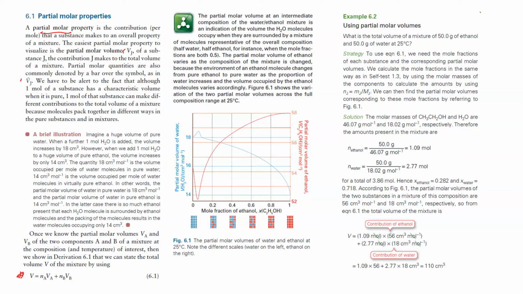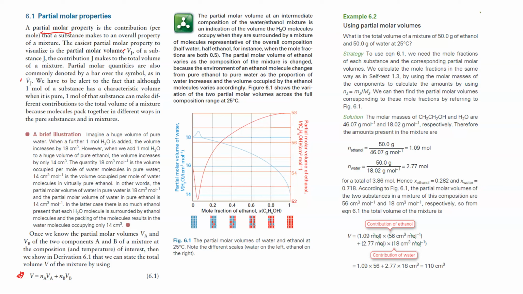The partial molar volume at an intermediate composition of the water-ethanol mixture is an indication of the volume the water molecules occupy when they are surrounded by a mixture of molecules representative of the overall composition, half water, half ethanol, for instance, when the mole fractions are both 0.5. The partial molar volume of ethanol varies as the composition of the mixture is changed because the environment of an ethanol molecule changes from pure ethanol to pure water as the proportion of water increases, and the volume occupied by the ethanol molecule varies accordingly. Figure 6.1 shows the variation of the two partial molar volumes across the full compositional range at 25 degrees Celsius.